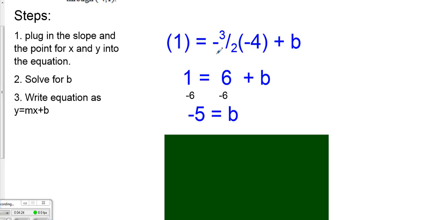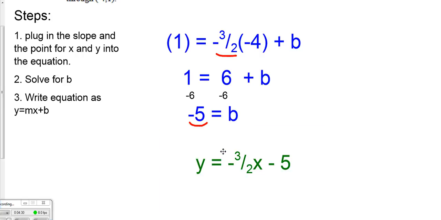So we know our m value, that's right here. We know our b value, that's right here. Plug it into our y equals mx plus b equation. y equals m x plus b. It's right there. So y equals -3/2 x minus 5.